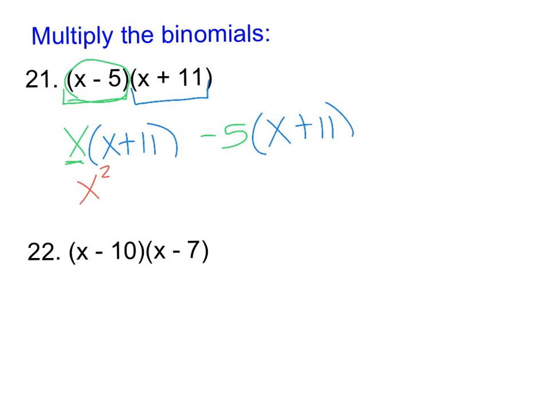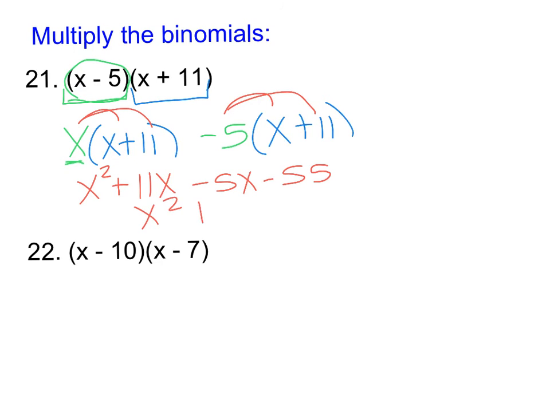Distribute. X times x is x squared plus 11x. Distribute the 5. Minus 5x minus 55. So that gives us x squared plus 6x minus 55. All right. Is this the last? No, we got one more slide after this.